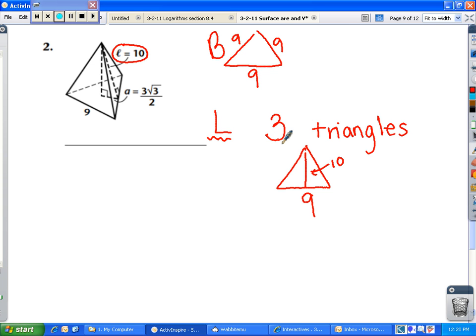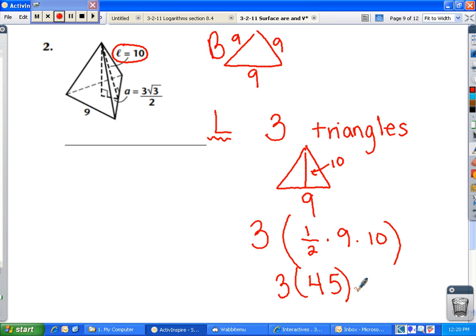Okay, so now since I have 3 of them that are all congruent, I'm going to use that same concept from the first one. I'm going to say 3 of them times half base times height. Okay, so half of 9, well, you could do 9 times 10 is 90, and half of 90 is 45. So 3 times 45 gives me 135. So that is just my lateral. Right here, that's my lateral triangles.